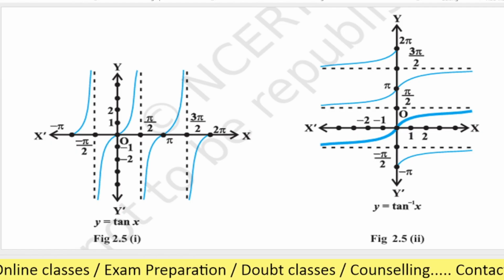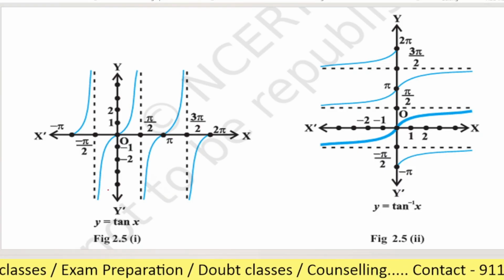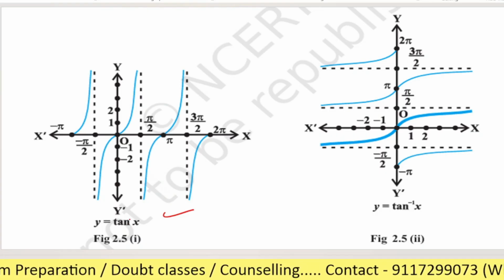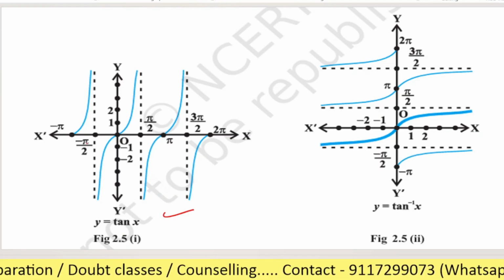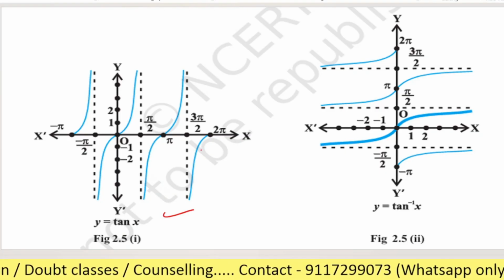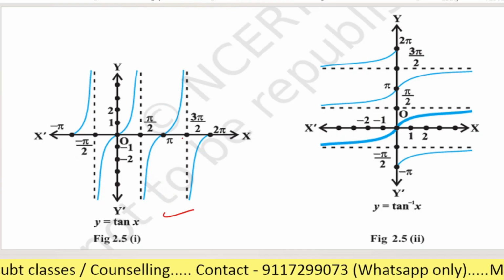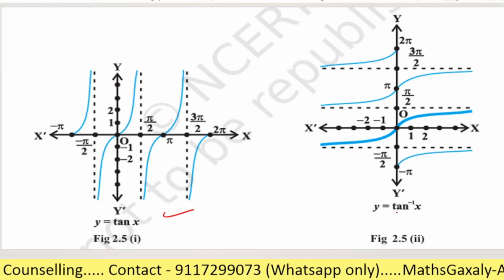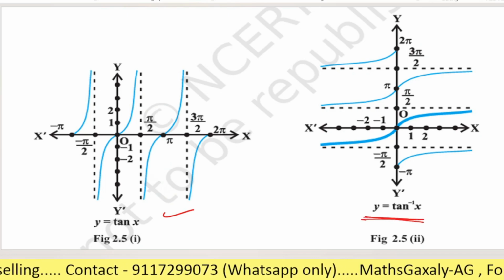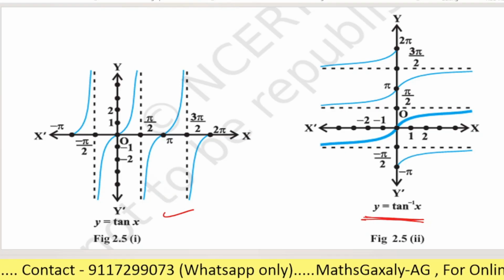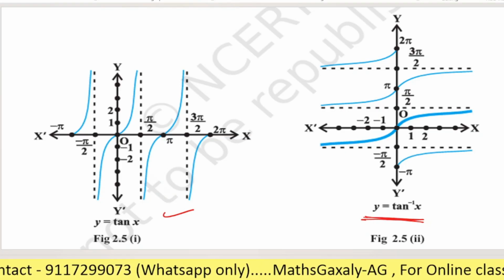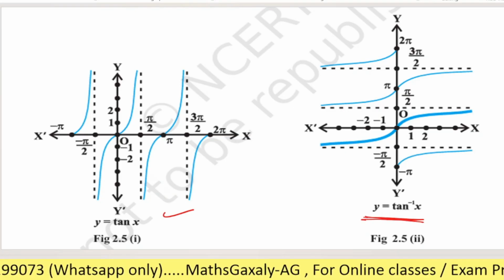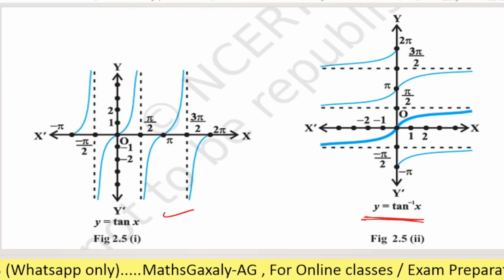See here. As you can see, the first one is the graph for y equal to tan x, and it is from minus pi by 2 to pi by 2. And this is the graph for y equal to tan inverse x, whose domain is R and the range is minus pi by 2 to pi by 2. Is it clear or any doubt? No doubt, sir.